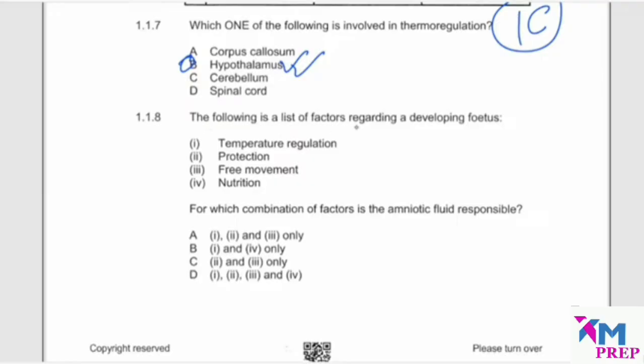The following is a list of factors regarding the development of the fetus: temperature regulation, protection, free movement, and nutrition. Which one of the following combinations of factors is the amniotic fluid responsible for? Guys, I've been saying this and I'm saying it again. Amniotic fluid is not responsible for nutrition. So this one is out. You must not talk about it. For those people who will watch this video afterwards, you must not talk about it. Is it clear? I've said it over and over again. Even yesterday I said it.